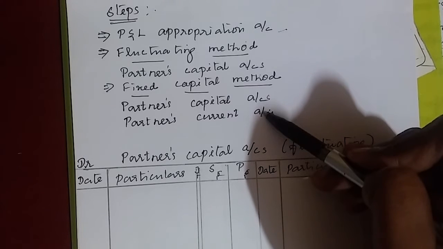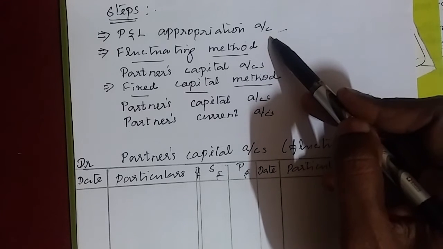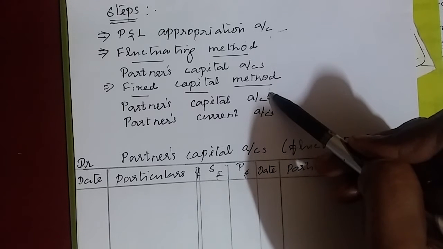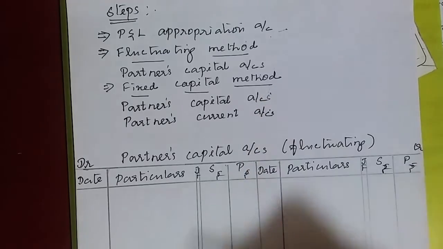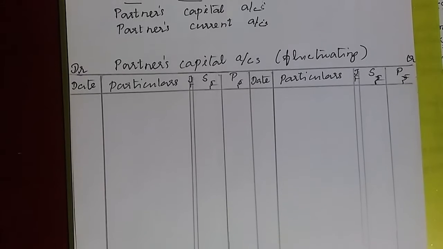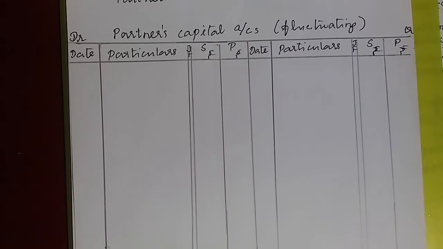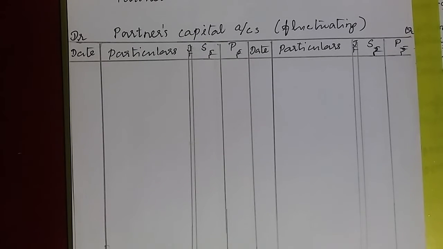But for the CBSE students, this P&L appropriation account and any one method they can ask in 8 marks. So you should practice. For the same problem, I am going to prepare the partners' capital account. Under which method? Fluctuating method. Shall we do it? Yes. Do you remember the given values in the question? What are the given values we have taken in the question?